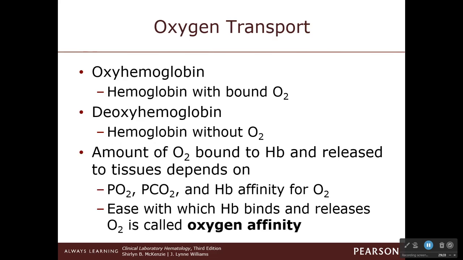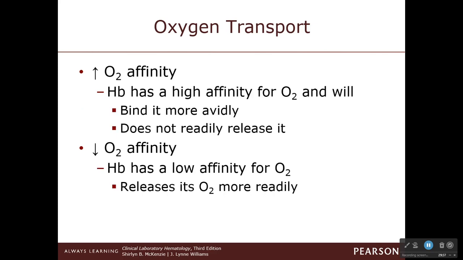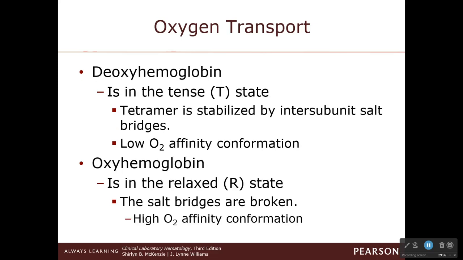All right. So oxyhemoglobin is hemoglobin with bound oxygen, and deoxyhemoglobin is without oxygen. And then we talked about oxygen affinity. You guys know what that is at this point, I hope. So increased oxygen affinity, high oxygen affinity, binds it more avidly, which is avidity. It does not readily release it, which is not a good thing. Decreased affinity has low attraction, but it also has low affinity. This is what we're talking about with the T state and the relaxed state, R state.